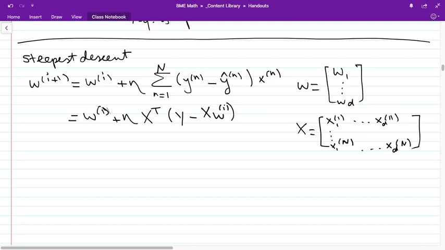So that's my inputs that give me the matrix X. My W is a vector. This is my learning algorithm. It says that my W on the next iteration is my W in the previous iteration plus some average error that's been multiplied by my input X. And what I want to know is that if this is, yeah?